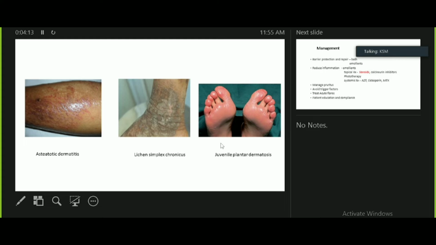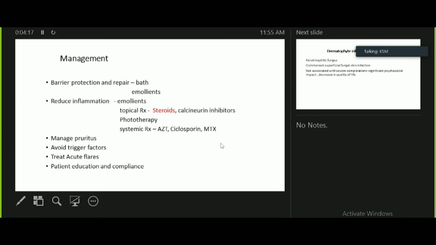So these are different forms of eczema. Whatever the cause is, treatment is much more similar, and there are some instances that changes, but basically the same principles in management. All the patients with eczema, we have to consider barrier protection and repair. So regular baths and lot of emollient usage helps a lot. And then to reduce the inflammation, again emollients play a major role.